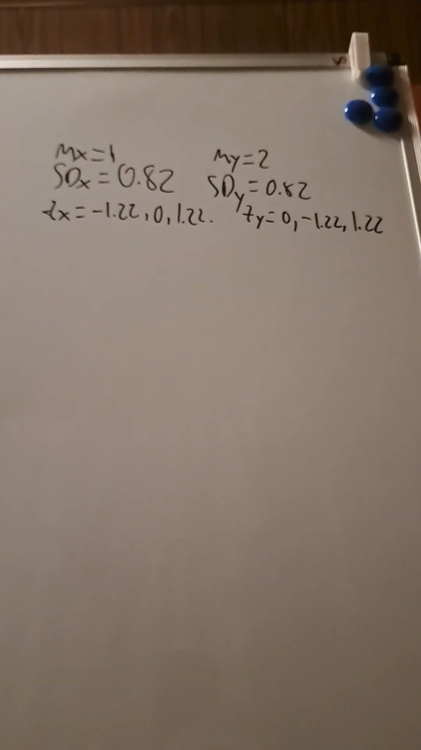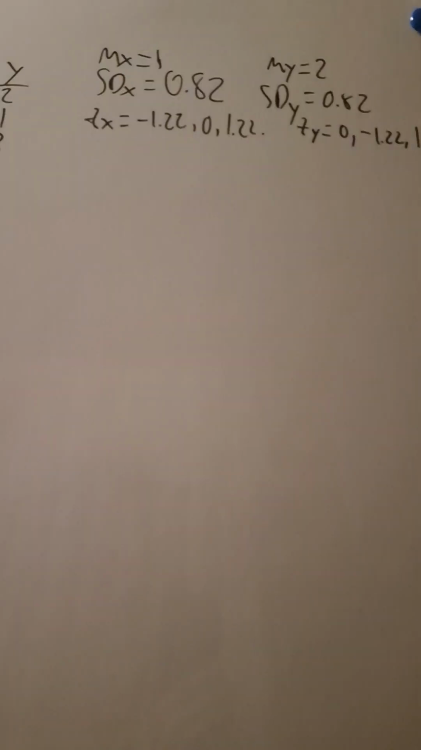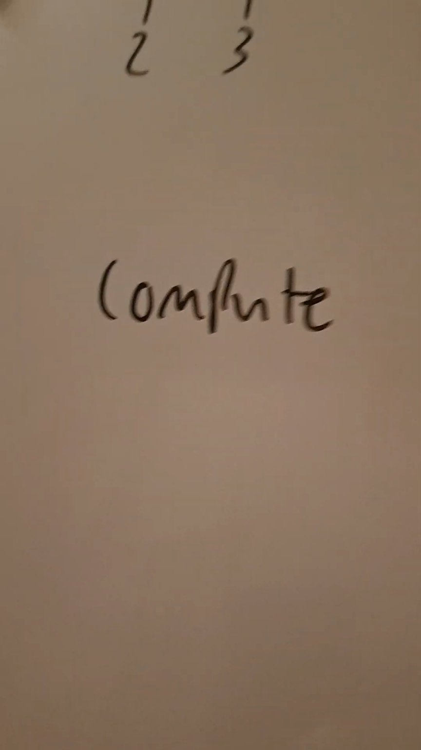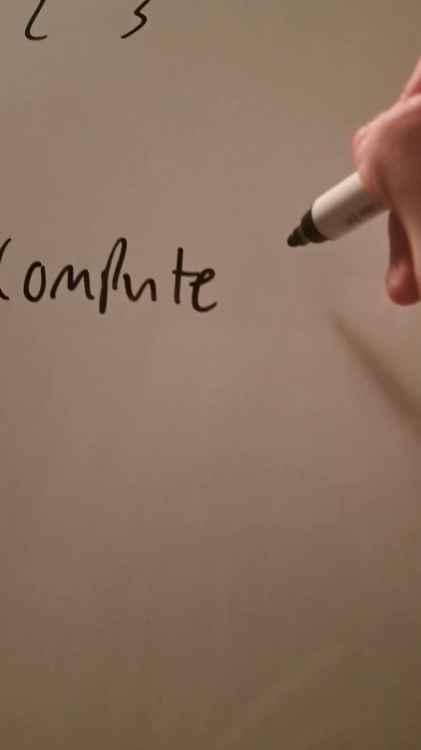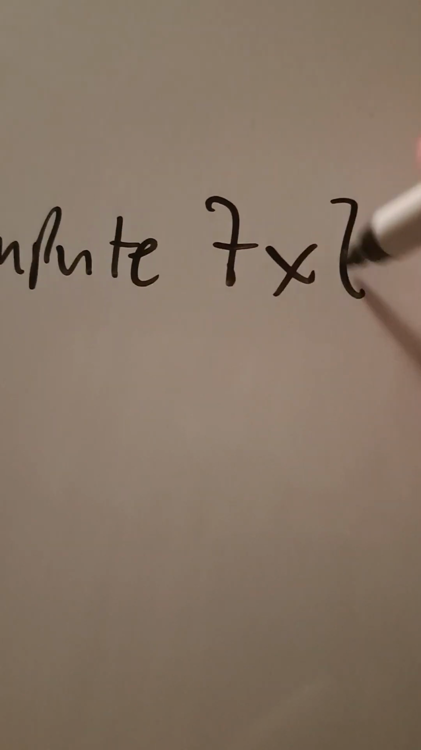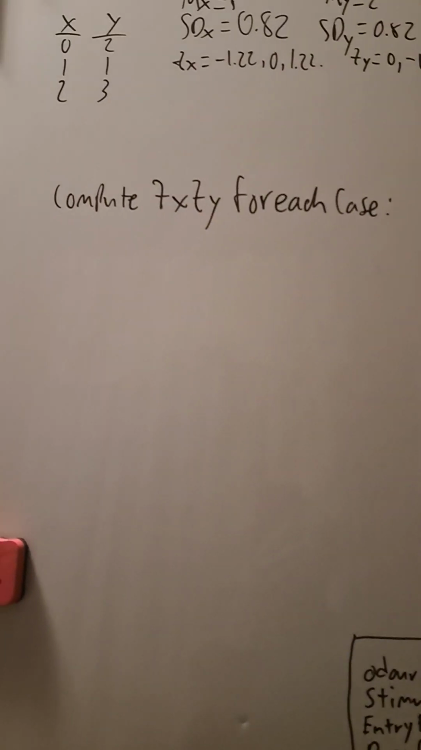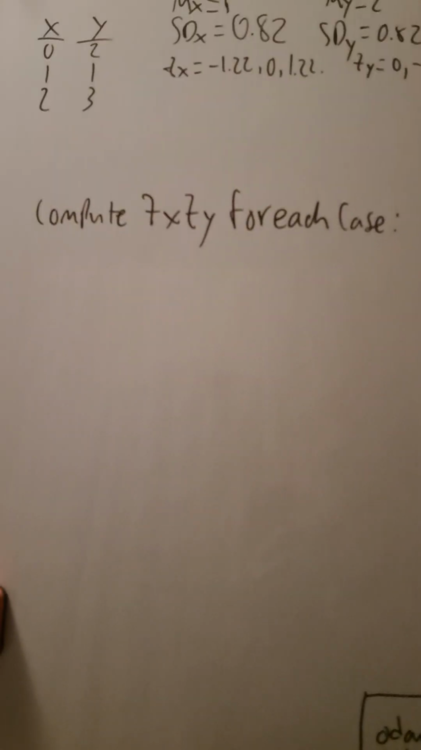So I'm going to get rid of this too. Now we have our z-scores for two variables, so now we can calculate our r. The first thing that we're going to do, I'm going to write the step down. We're going to compute z of x times z of y for each case.